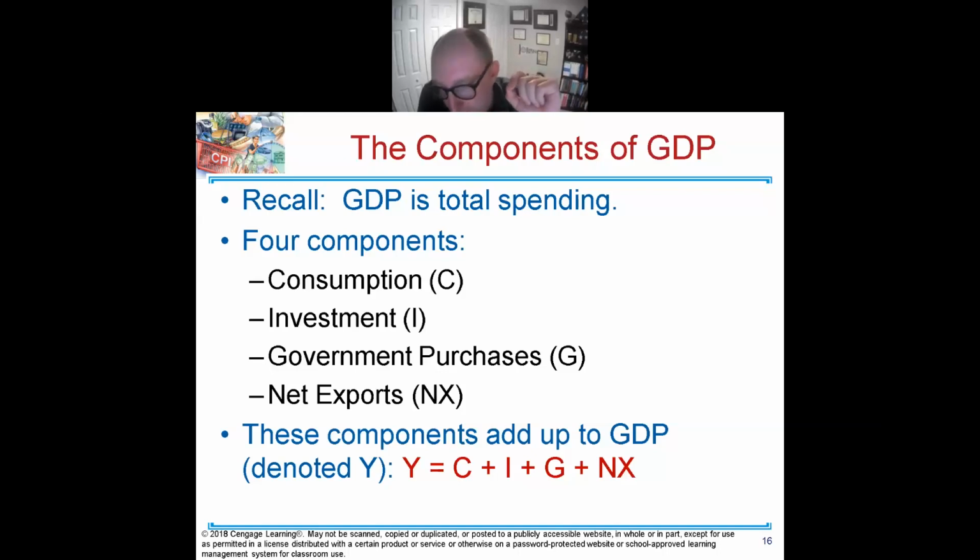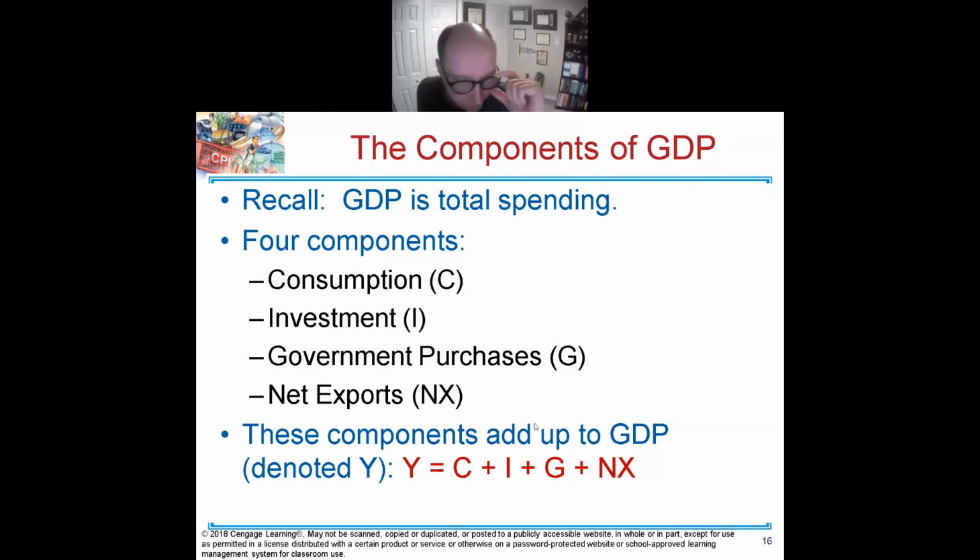Plus net exports. As you recall from our conversation on international trade, exports are goods and services leaving the country and being imported into another country. Exports are goods and services that one country sells to another. The United States exports their surplus wheat to Japan. Net exports are all of the exports added up.